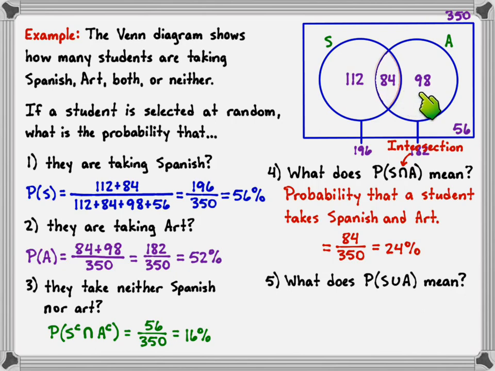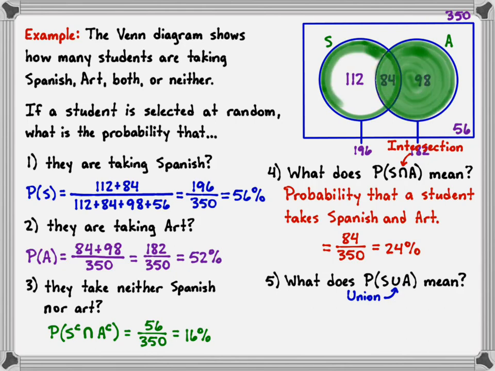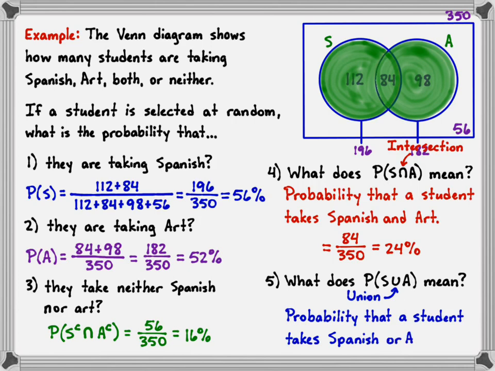Is this group taking Spanish or art? Yes. Is this group taking Spanish or art? No, they're taking neither. So we are looking at these 3 pieces to make up our or. Remember, or represents 3 pieces. So it's that one, and it's that one, and it's the overlap of those. Remember, you don't want to include the inside of that twice, so you would only count it once. And again, this is the probability that a student takes Spanish or art. And that would be 84%, because that would be 112 plus 84 plus 98, and then all over 350 is our total. All right, let's go ahead and take a look at set notation.